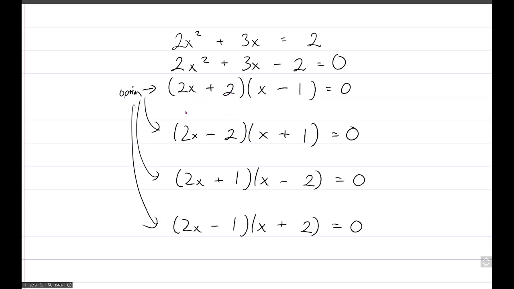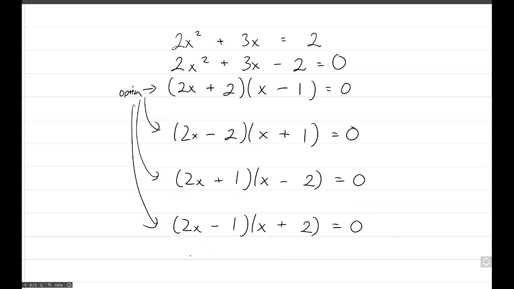I know, for instance, that in all 4 of these options, the first term from the first set of parentheses and the first term from the second set of parentheses, 2x times x, will give us a 2x squared. And in all 4 of these options, the positive 2 times negative 1, or the negative 2 times the positive 1, same deal. The positive 1 times the negative 2, or the negative 1 times the positive 2, will give us the negative 2. So we just have to test. Why don't you pause the video and see which one will work. It turns out that the one that will actually work is, I believe, this one down there.